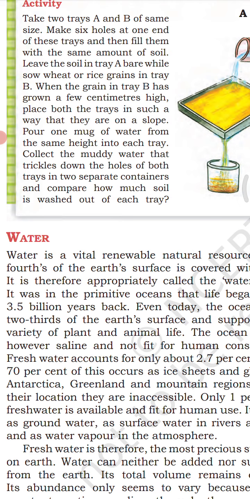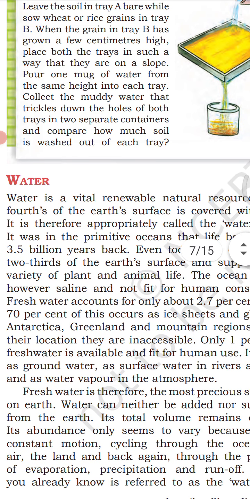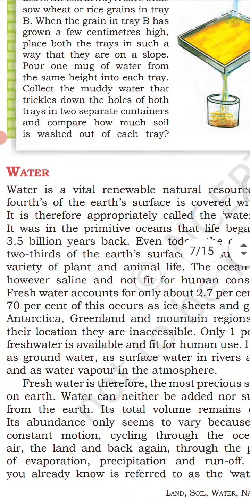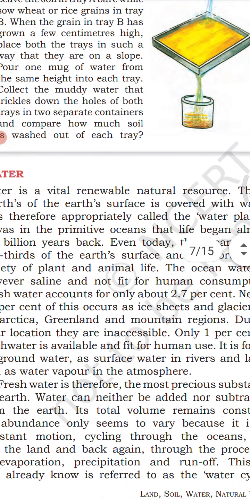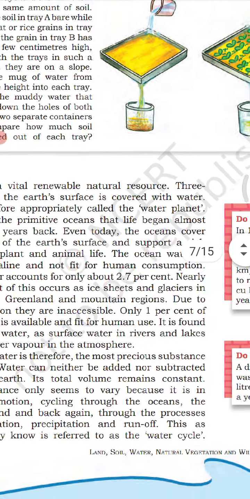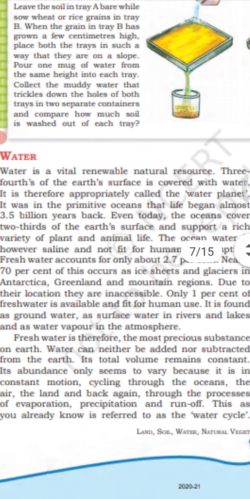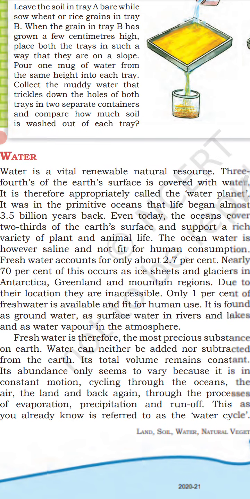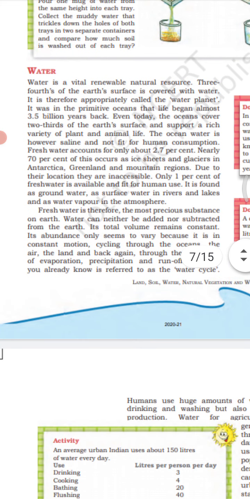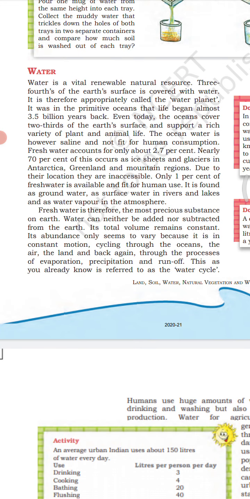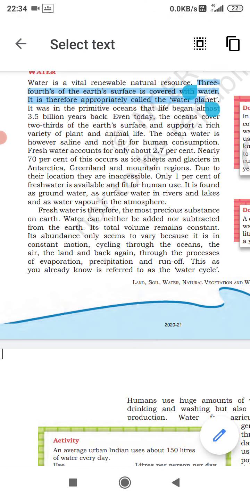Next, we are going to discuss water. Water is a vital renewable natural resource. 3/4 of the earth's surface is covered with water. Please underline this line: 3/4 of the earth's surface is covered with water. It is therefore appropriately called the water planet.